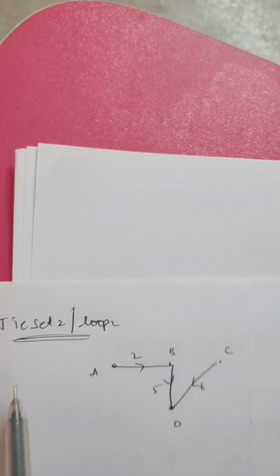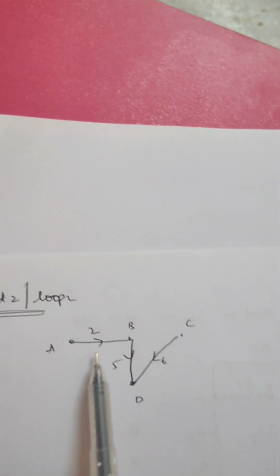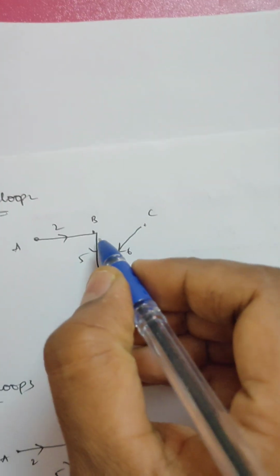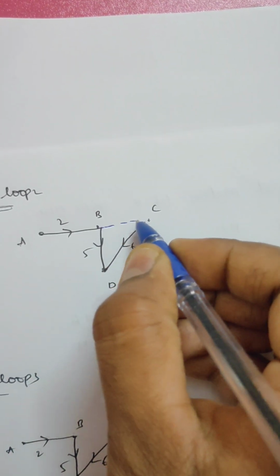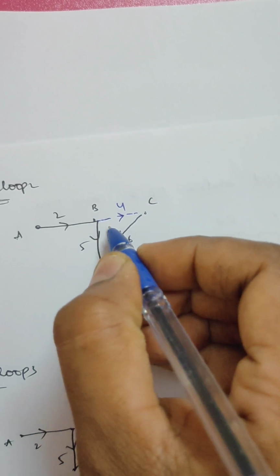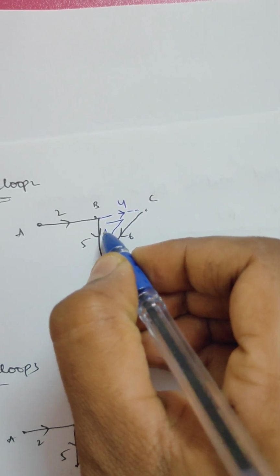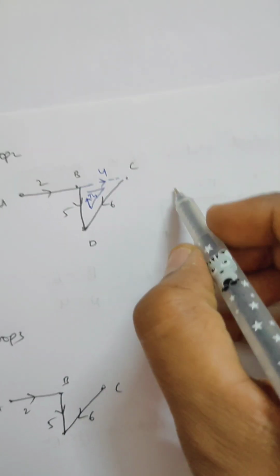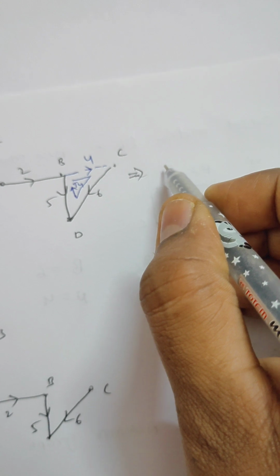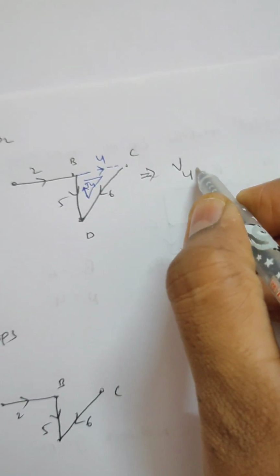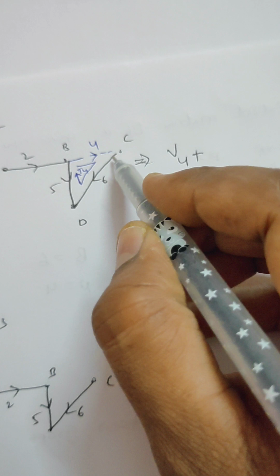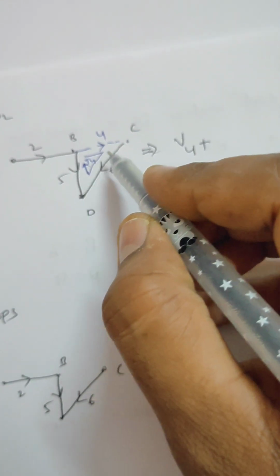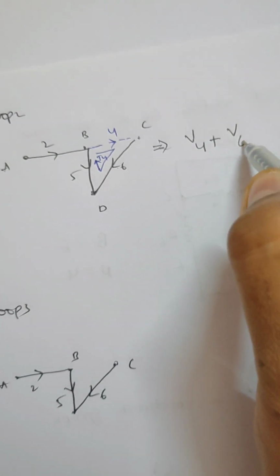This is tie set 2. Here I'm considering the same tree configuration, and I am taking this as a link. This link number is 4. Here the current direction will also be like this, so one closed loop is formed. By the application of KVL we get the voltage V4 plus V6, since the sixth branch direction in this loop is oriented the same way. So this will be V6.